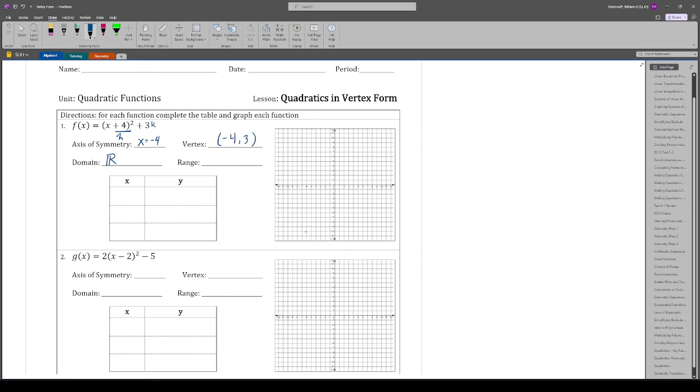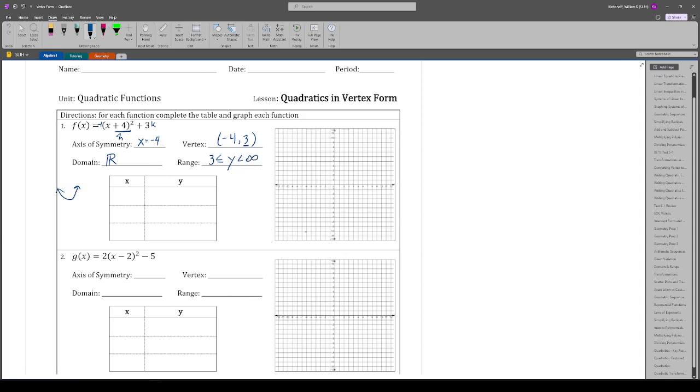You might want to do the table and graph first to visualize, but I know that since this is a positive a value, that I'm opening up like the parent function. So that means that this 3 represents a minimum value. So 3 is less than or equal to y is less than infinity, would be our range.